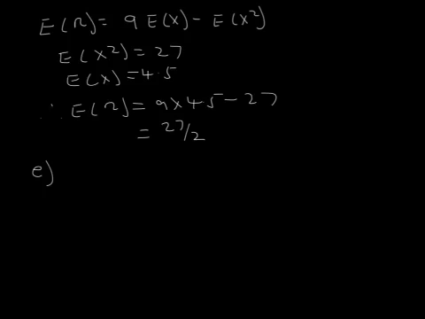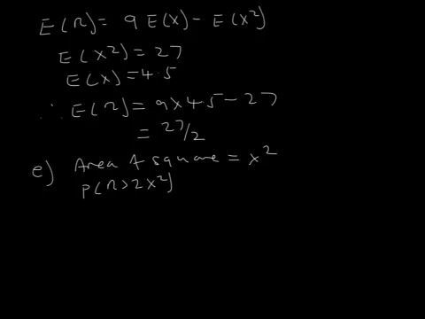Now for part E, it says find the probability that R is more than twice the area of a square whose side is the length of the piece of string AP. So the area of the square is obviously x squared. We want the probability that R is greater than 2x squared. We want to find the probability that R is more than twice the area of the square.